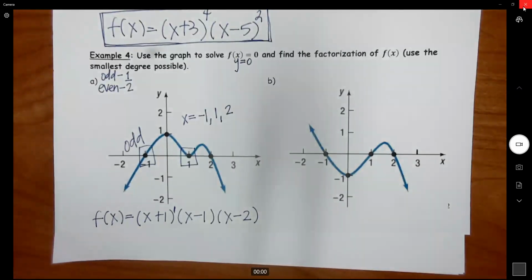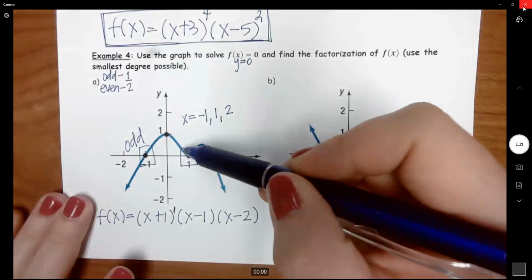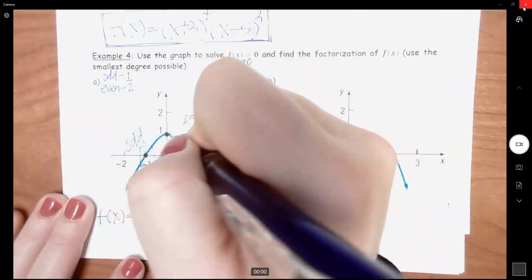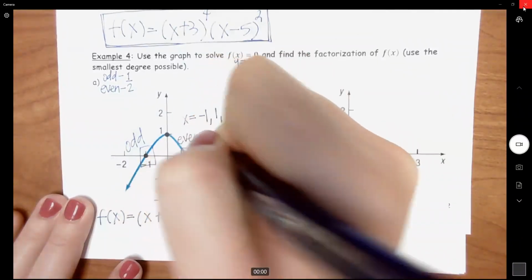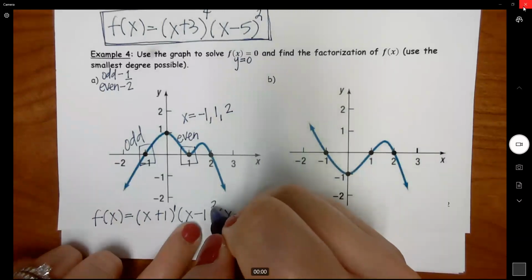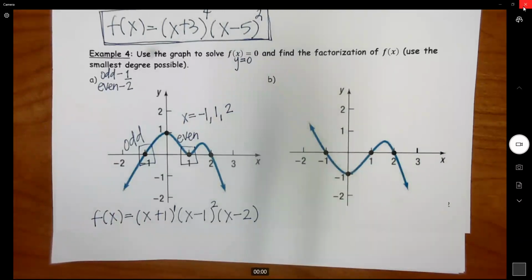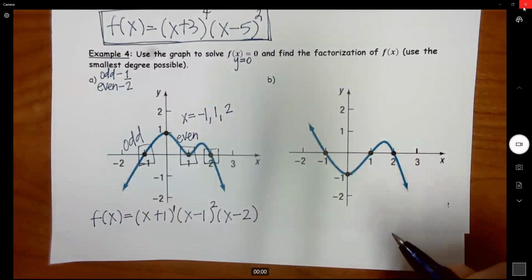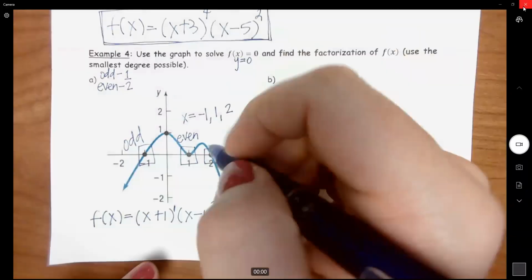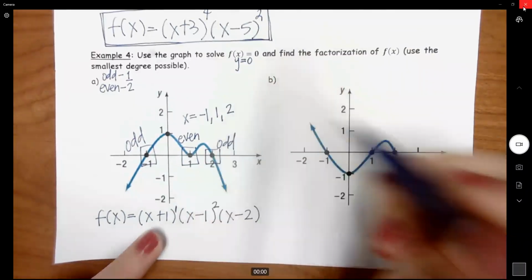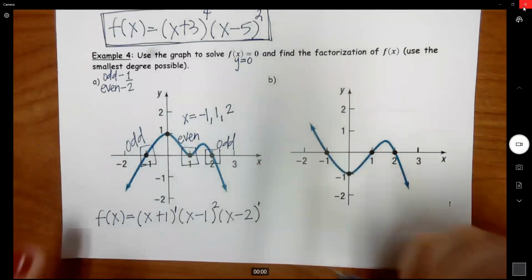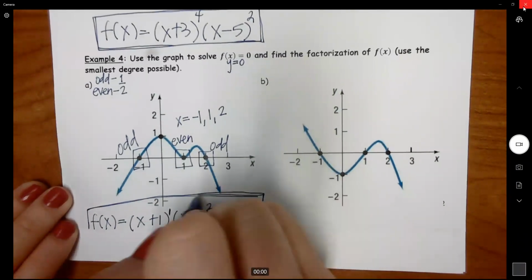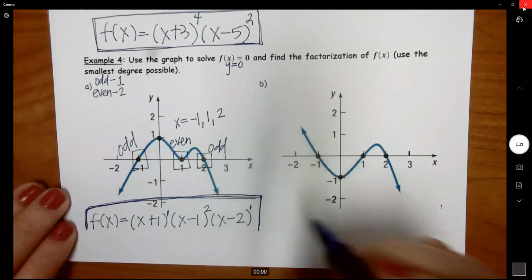Okay, right here at 1, this is not crossing through, it is touching, right? It's hitting that 1 and it's bouncing. So this one here is even. So that means I need this one here to be squared. And then lastly at 2, it is crossing through. If it crosses through, that means it's odd. And so I'm going to leave that to the first power. And so that's my final answer there.